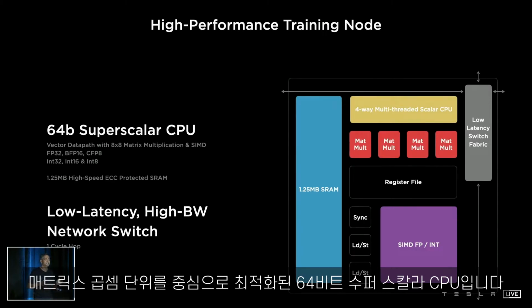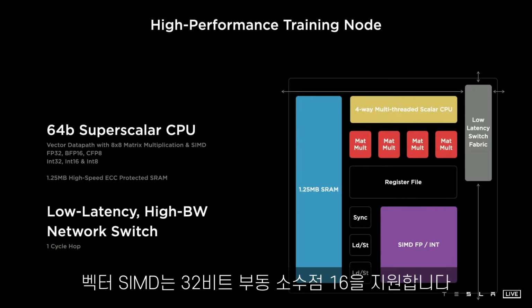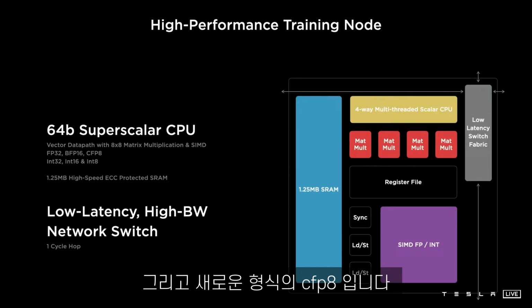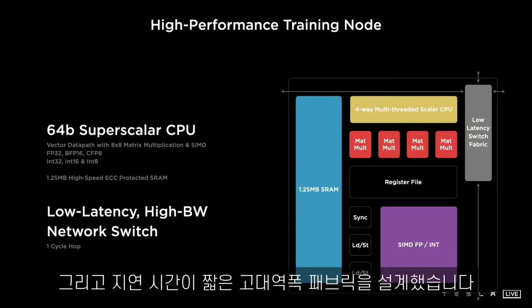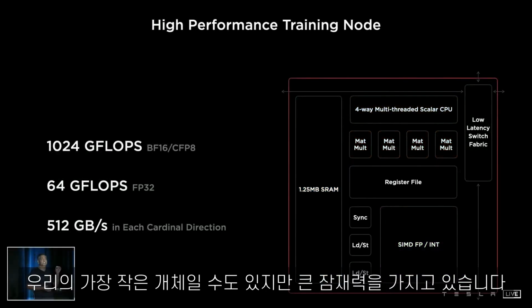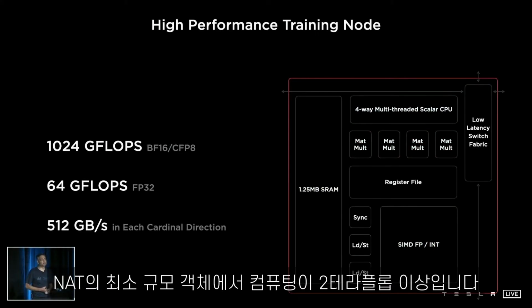What this is, is a 64-bit superscalar CPU optimized around matrix multiply units and vector SIMD. It supports floating point 32, bfloat16, and a new format, CFP8, configurable FP8. And it is backed by 1.25 megabytes of fast ECC-protected SRAM and the low latency, high bandwidth fabric that we designed. This might be our smallest entity of scale, but it packs a big punch: more than 1 teraflop of compute in our smallest entity of scale.